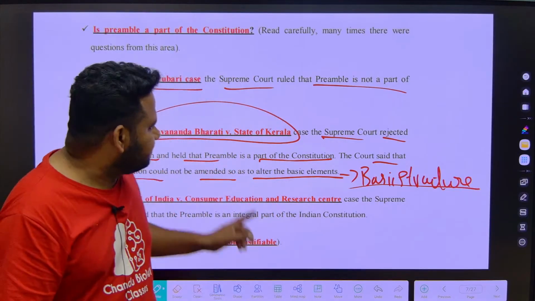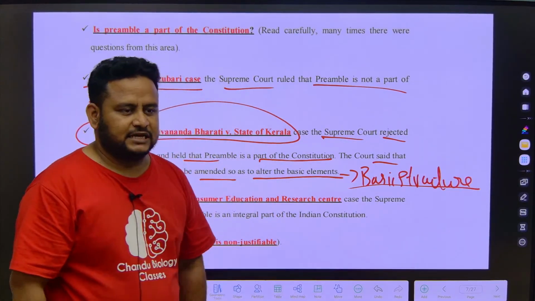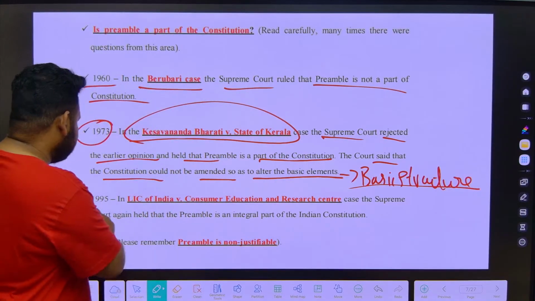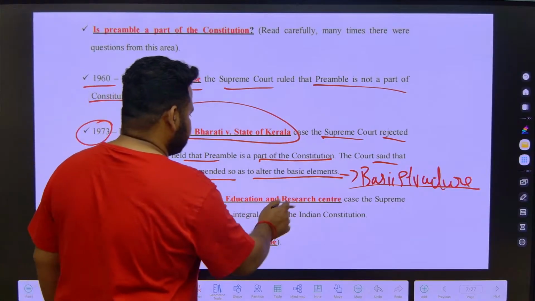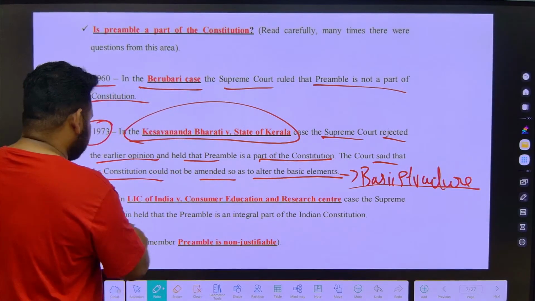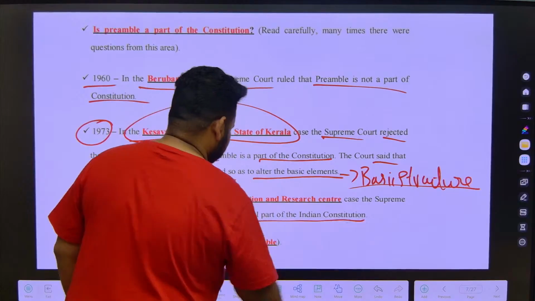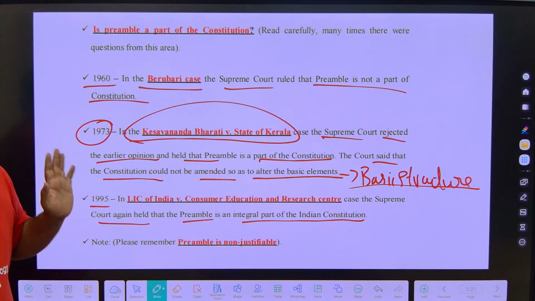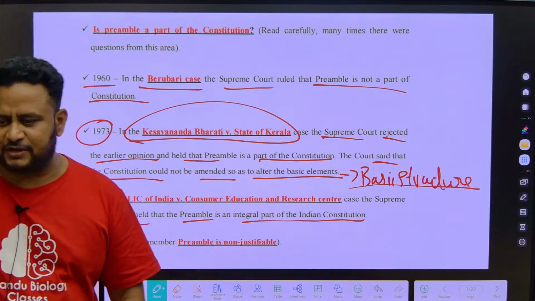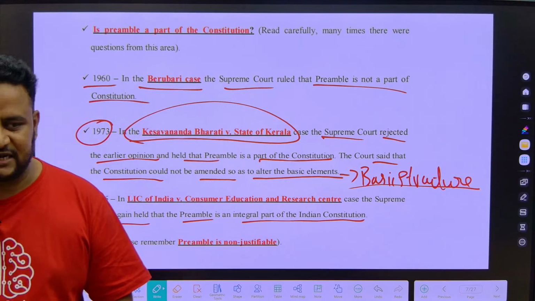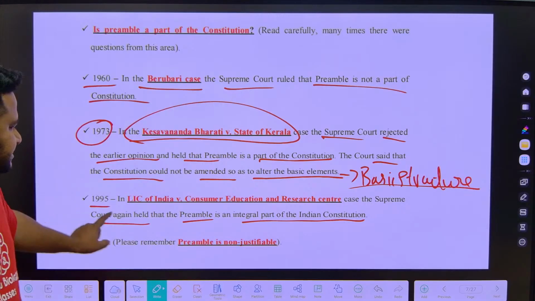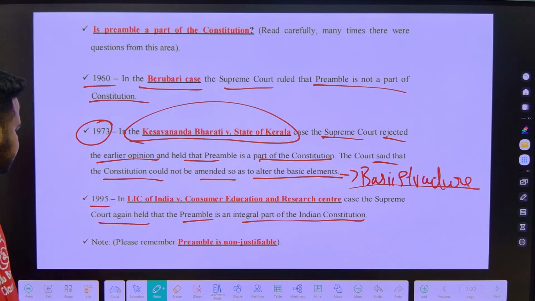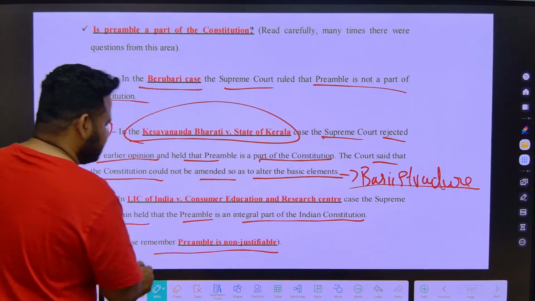Okay, so in Berry case, it said it is not a part. In this, it said it is a part. In which case? Keshavananda Bharati case. Then in LIC of India versus Consumer Education and Research Center case, Supreme Court again held that preamble is an integral part of the constitution. This is not required to remember, just remember LIC case. Okay, in which case it said it is not a part, Berry case. In Keshavananda Bharati case and also LIC case, it said it is a part of the constitution. What? Preamble. Next thing is, please remember preamble is not justifiable.